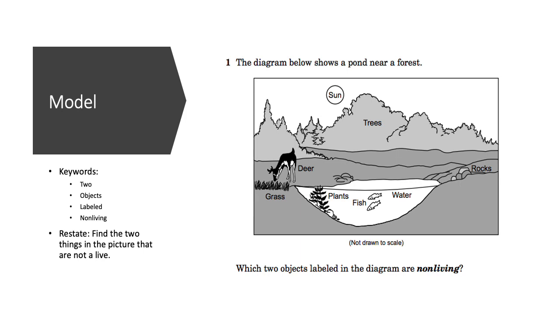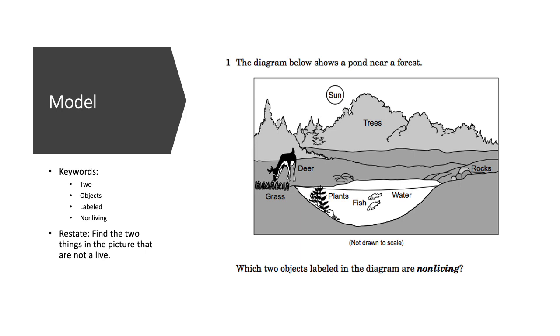Let's try this question. This question comes from the 2019 4th grade state test. The question is, the diagram below shows a pond near a forest. Which 2 objects labeled in the diagram are non-living? So the first thing I need to do is look for my keywords. Important words seem to be 2, objects, labeled, because I need to use my diagram or my picture, and non-living. Non-living seems super important because it is both italicized and bolded.